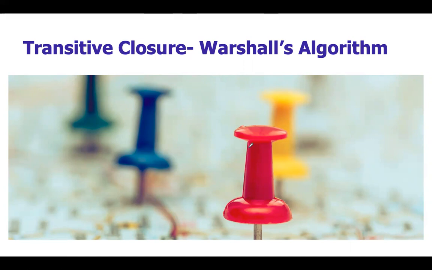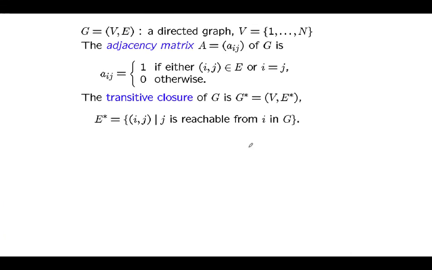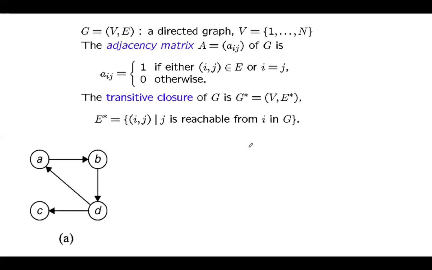Good morning, everyone. Our next topic is transitive closure. Also, we'll be discussing Warshall's algorithm. Before we get into the topic, let's see. Assume G is a directed graph. So this is the graph with four vertices and four edges.